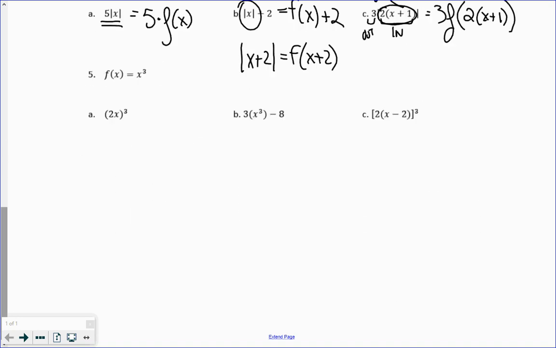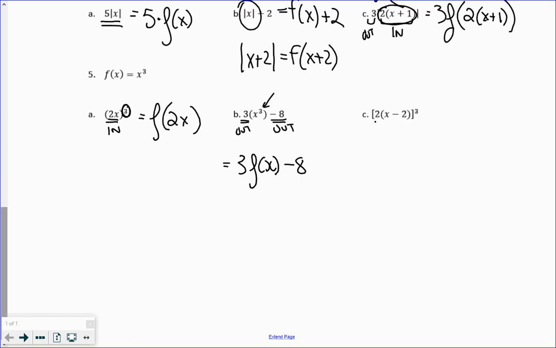So here, this is inside because everything is being affected by the cubed. So I need to put everything inside the function. So it's f of 2x. Because remember, the f is representing the cubic function. So here, both of these are outside the function because they're not being affected by that cubed. So we're just going to go 3 times f of x, finish off the bracket, subtract 8.